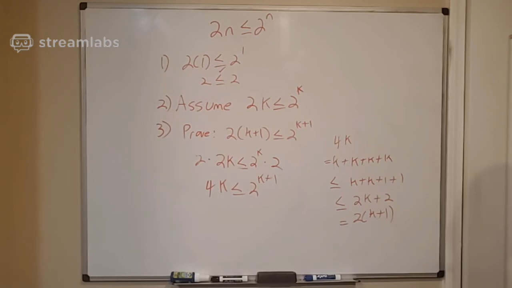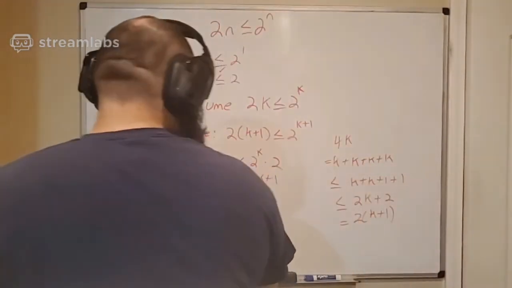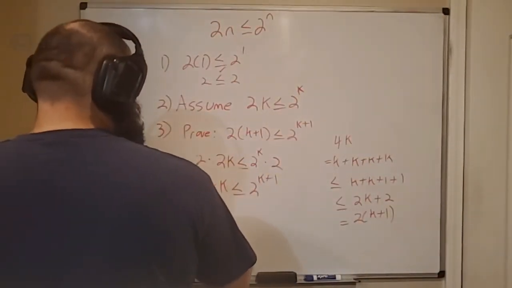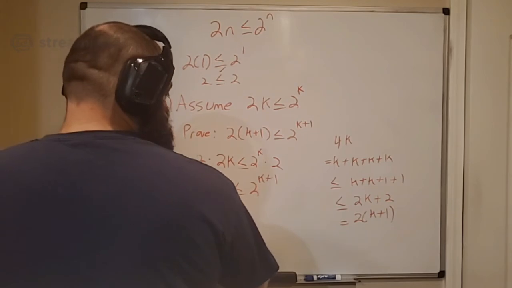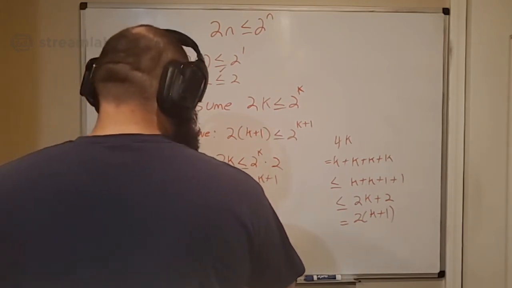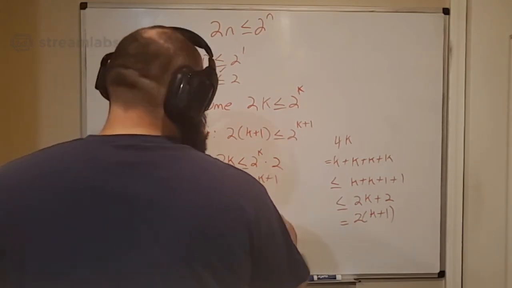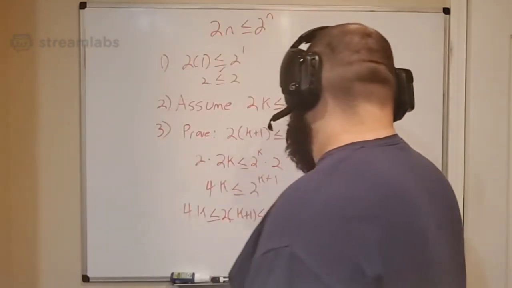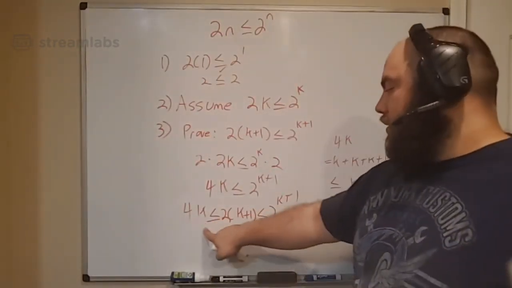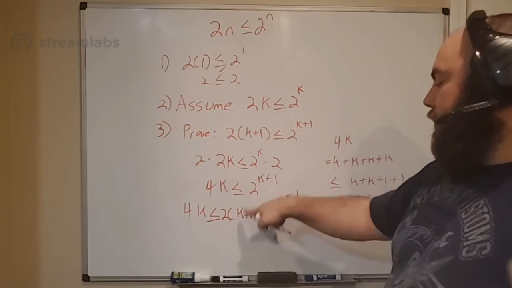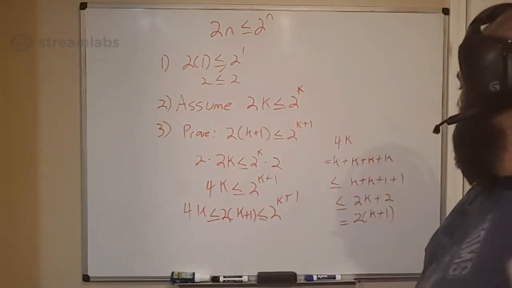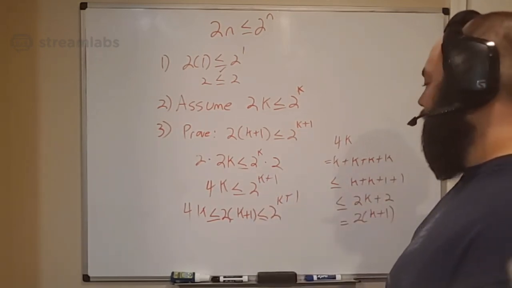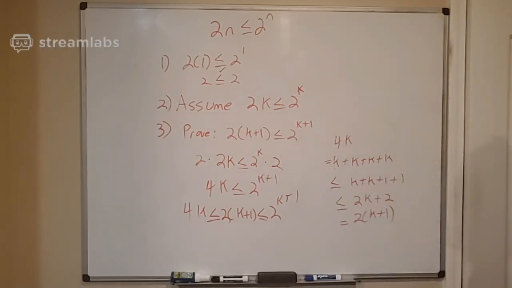So basically what they're saying is that 4k is less than or equal to 2k plus 1, which is then less than 2 to the k plus 1. So this is what they do. So you get this statement here, which has to be true as well. I don't like how they do that. Not for pre-calc students. If this was like a higher level, I'd be okay with that. But for pre-calc students, I really don't like that.